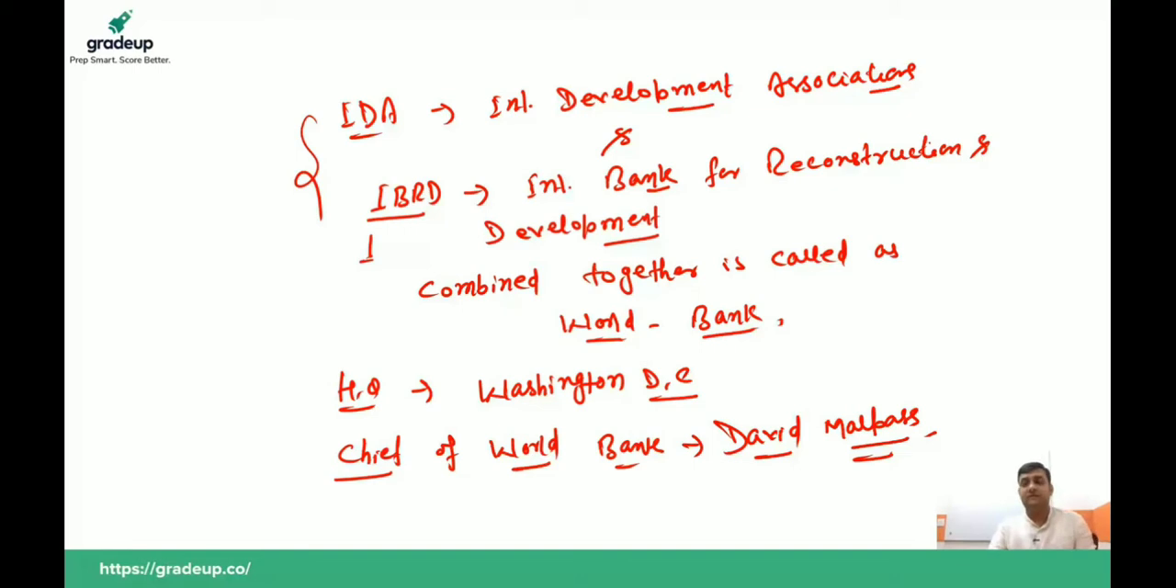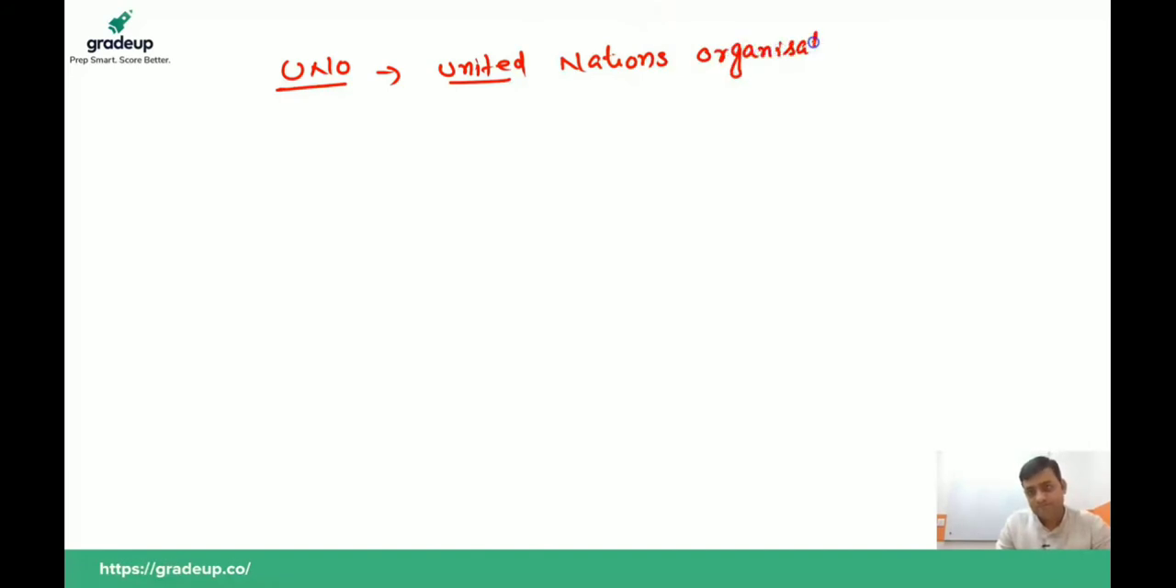Got it, guys? This is David Malpass, the chief of the World Bank. Then comes the next organization, which is called the UNO. This is the United Nations Organization, which we call the UNO.